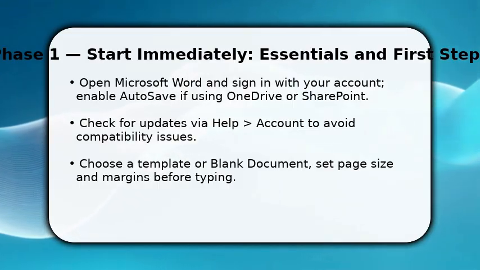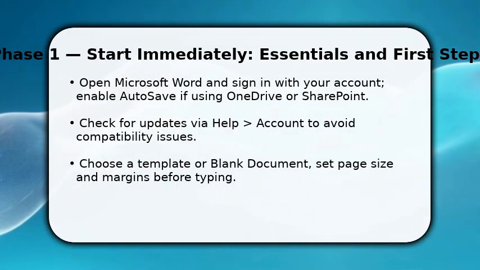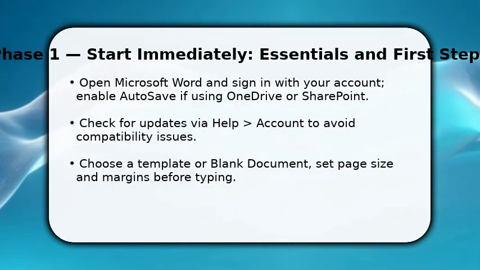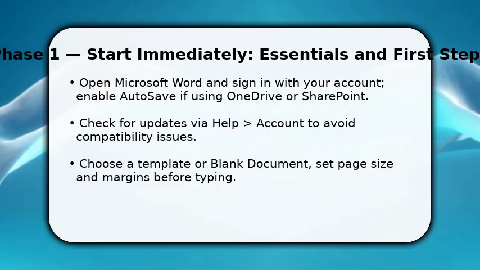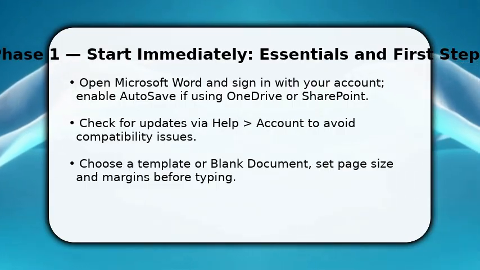This saves rework. Create a file name and save to OneDrive or locally. Make sure autosave is on when using cloud storage because it continuously versions your file. Now you're ready to enter content and organize the file structure for the rest of the process.